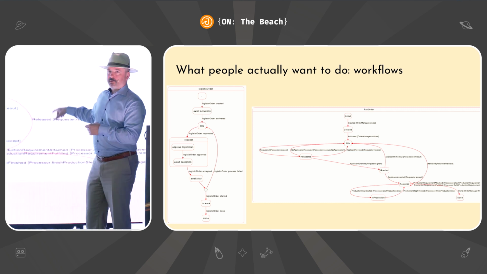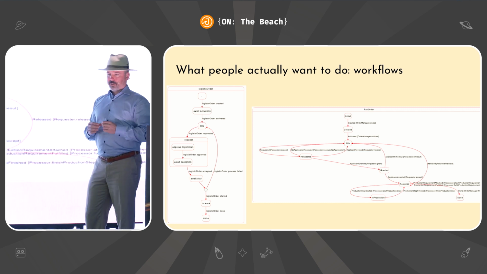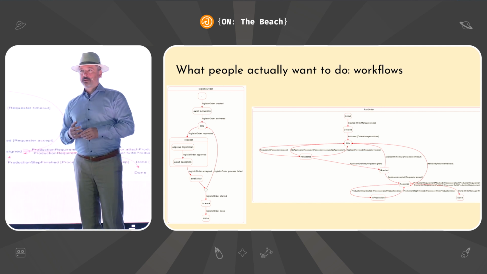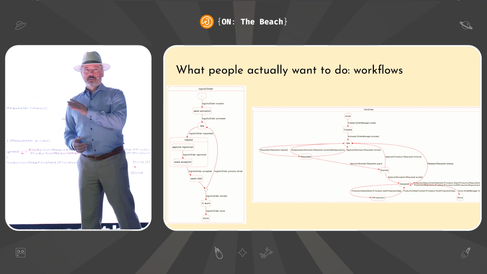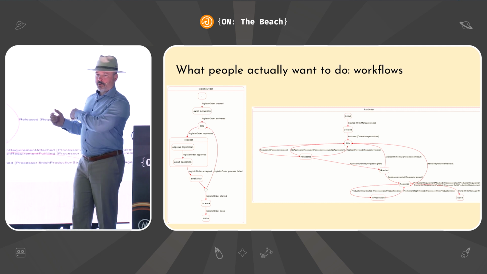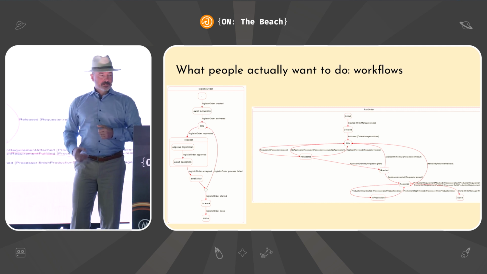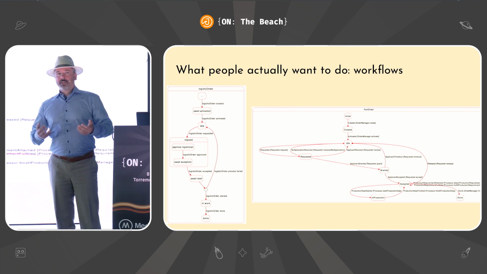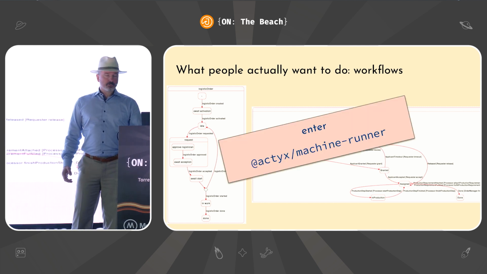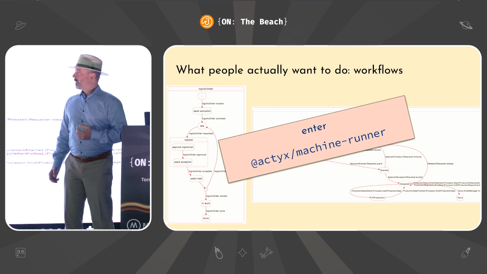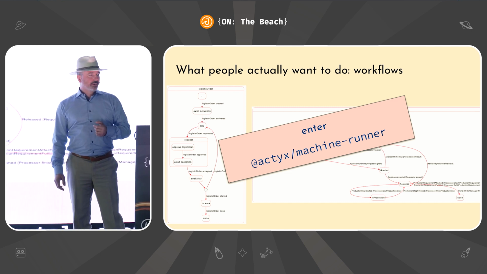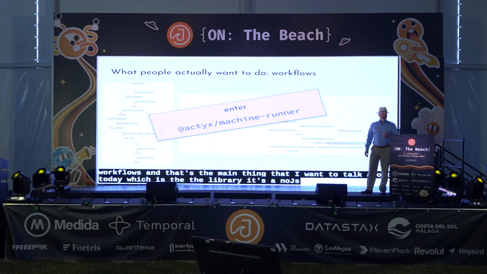On the right-hand side, this is a small part of a manufacturing process. These two examples are from an actual factory that we are working with, and they are simplified. So the real ones are more complex because these don't show all of the error cases. How do we make this happen? So if we just use these events, it will be very confusing to code. So we really want to use workflows. And that's the main thing that I want to talk about today, which is the library. It's a Node.js library, Actyx Machine Runner.